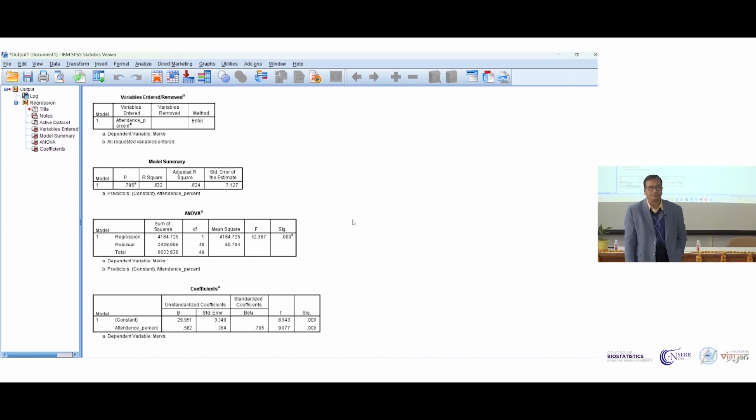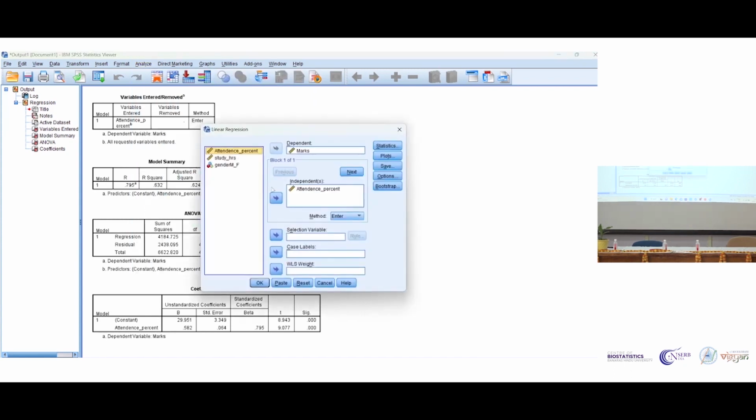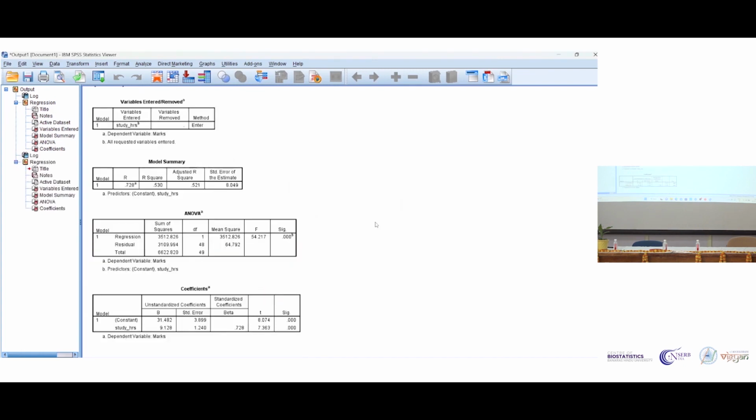तो अब क्या करोगे आप? फिर एक रिग्रेशन मॉडल बनाओगे? इस मॉडल में क्या लोगे? इंडिपेंडेंट वेरिएबल, स्टडी आवर्स, बस काम खत्म. Analyze, descriptive, regression, linear. Now remove it from here and bring it here. And that okay. So answer of question number 2.